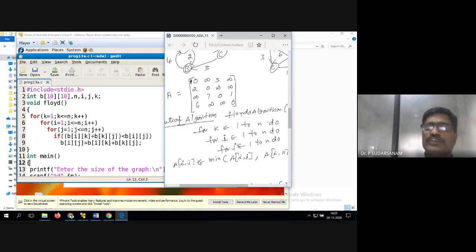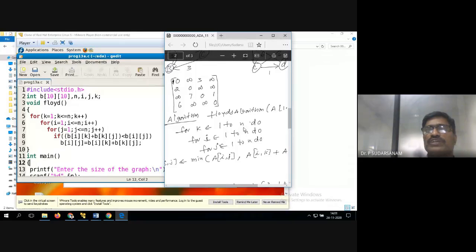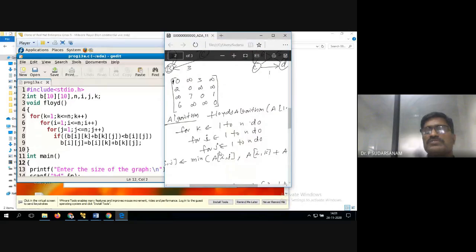Minimum, one more function you have to write. Instead of writing one more function, I have done it in a simple way. So how to write it? First loop is when you are calling the function, what is the loop here? For k is equal to 1 to n do. So here also we have done for I, k is equal to 1 to n do. Next is I is equal to 1 to n do, j is equal to 1 to n do. Same thing, three loops, three algorithms we have written as it is.